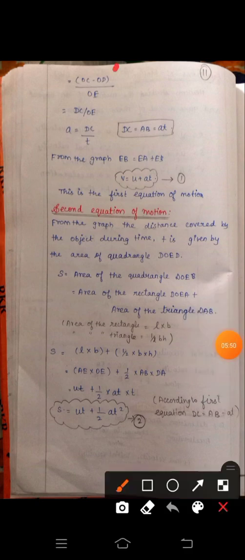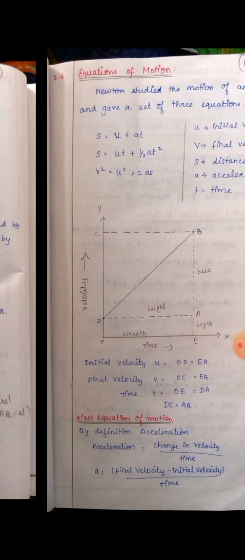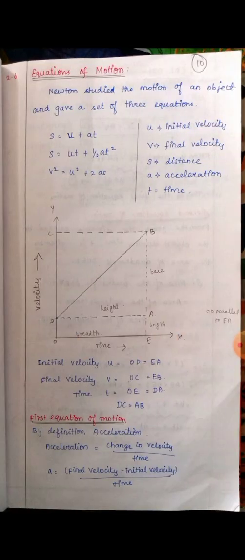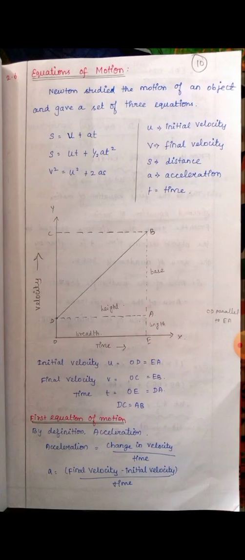See here, we are taking DC. These two O's are common, so they get cancelled. So DC by OE. OE is the time taken t. So for OE, we are writing t. So a is equal to DC by t. Already we have written that DC is equal to AB.